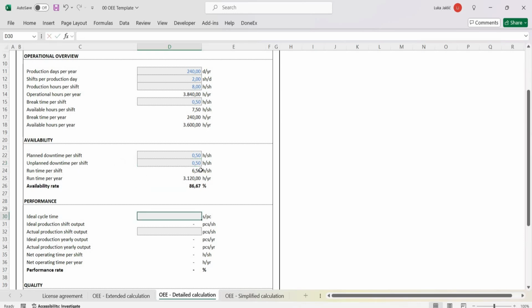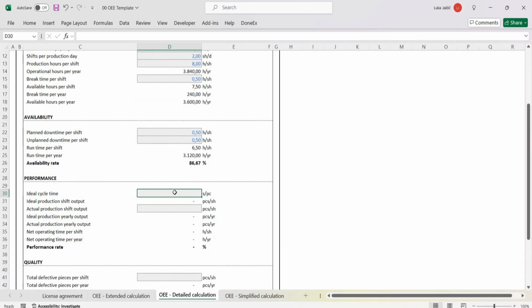This totals 1 hour of downtime per shift, which means the runtime per shift is 6.5 hours. With 240 production days and 2 shifts per day, the total runtime per year is 3,120 hours. The availability rate is calculated by dividing the runtime per year by the available hours per year and multiplying by 100. This results in an availability rate of 86.67%.